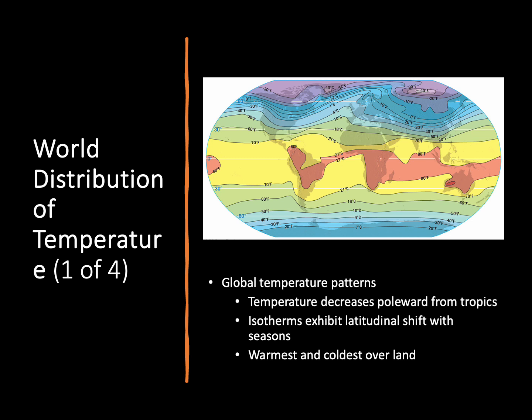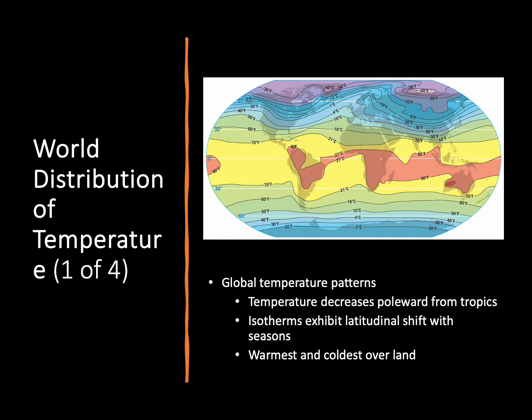But when we're looking at the isotherms, again lines showing us equal temperature in different areas, we're going to see that they're going to shift with our seasons. Because we're going to have different hemispheres tilted towards or away from the sun in different seasons, we'll see that in the summer months, our warmest isotherms are going to shift towards the northern hemisphere. And then during the winter, we're going to see that it's going to shift to the southern hemisphere.